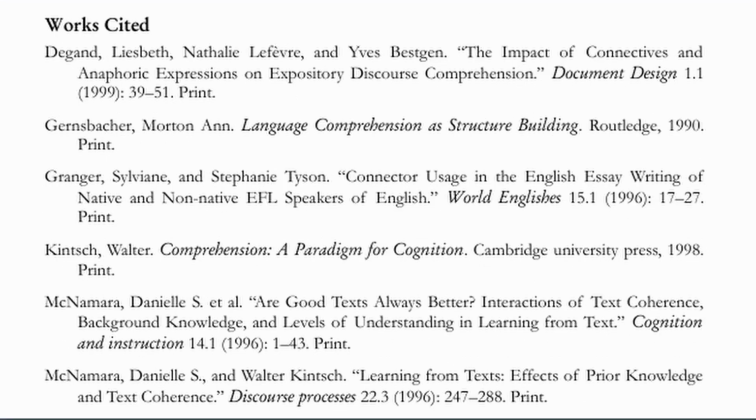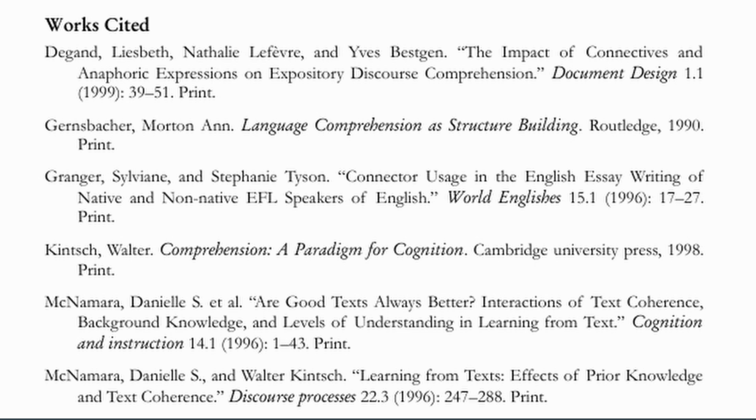Works Cited. So it's called Works Cited. Your references are called Works Cited in MLA, and many times in other systems in humanities. So the first name is last name first, Degan, Lisbeth. Then the other names are in normal order. Nathalie Lefebvre and Yves Beskin. The title of an article, like a journal research article or periodical article, is in quotation marks. And it uses title case. All the important words are capitalized. So that's because titles are kind of important.